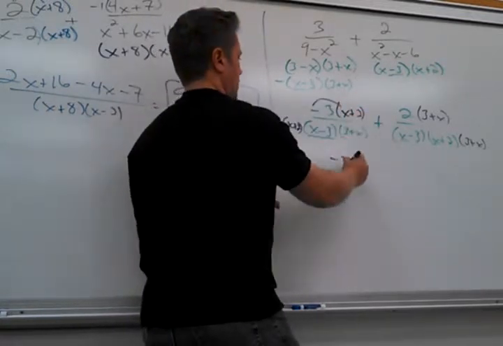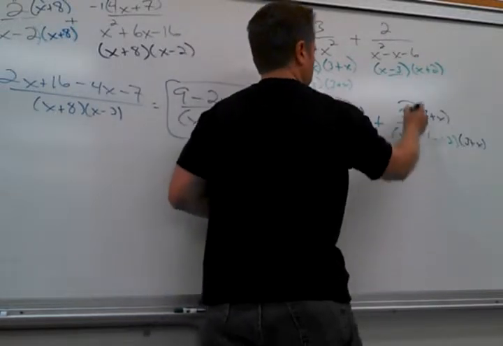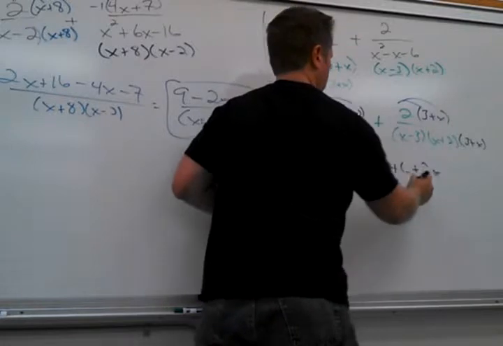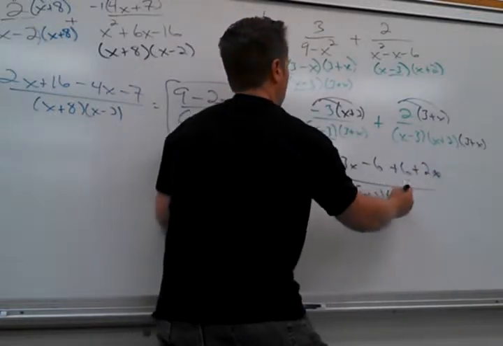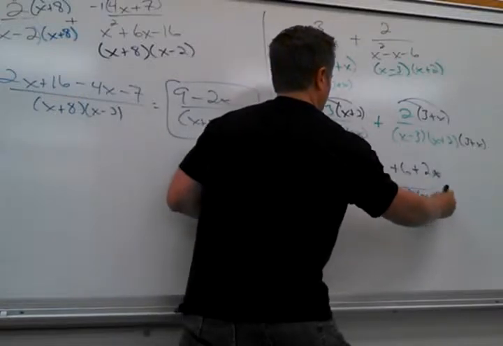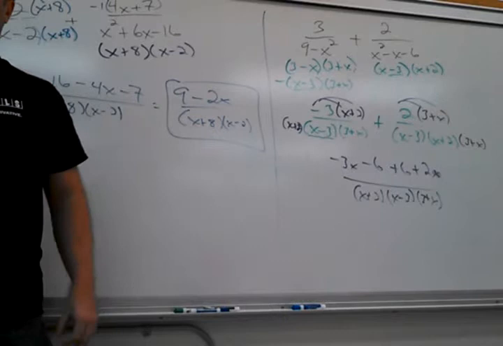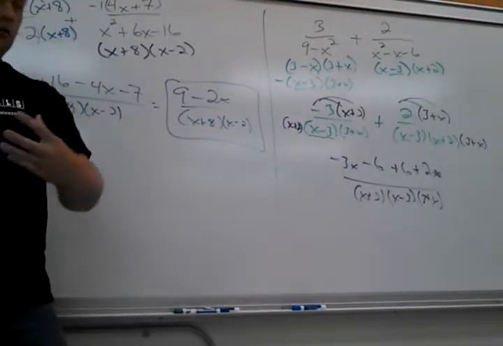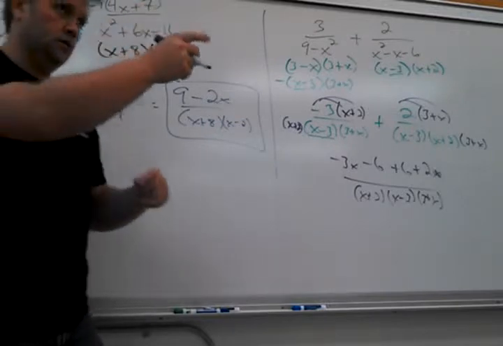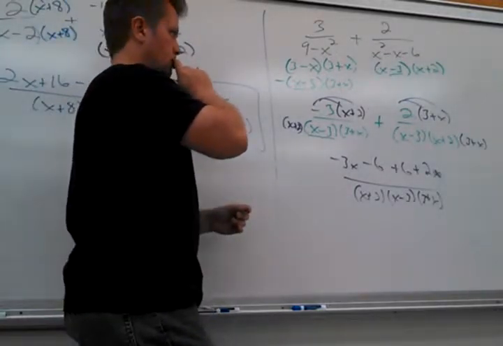Yeah, so negative 3x minus 6 plus 6 plus 2x over x plus 2 times 3 minus x. And then just continue the cleanup. Once you get the denominators the same, it's basically cleanup after that. Is that the reason why you put the 3 before the x's, the 3 minus x and 3 plus x?